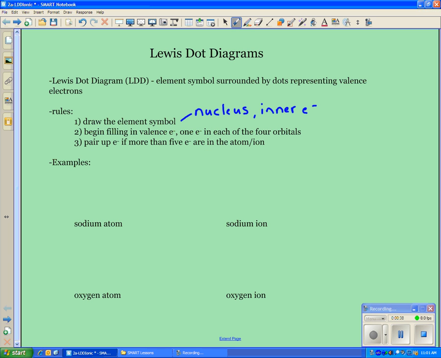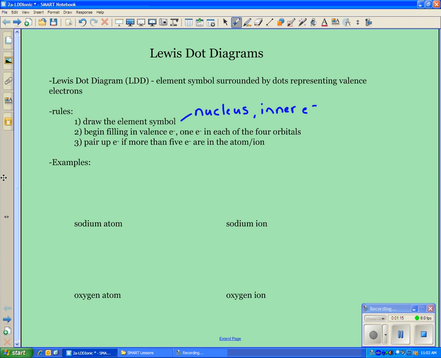Then once you have the element symbol, you can begin filling in the valence electrons. One electron to start off with goes into each of the 4 orbitals. The orbitals are just locations where your electrons can be placed. We're going to use the top and bottom and the 2 sides of our element symbols to represent those 4 orbitals. If you have more than 4 electrons in the atom or ion, then you begin pairing up those electrons into those 4 orbitals. So each of those 4 orbitals could contain either 0 electrons, 1, or 2.